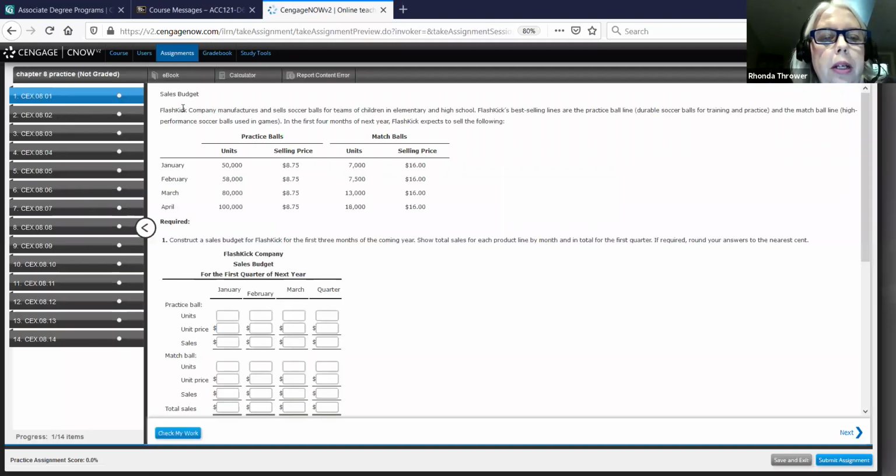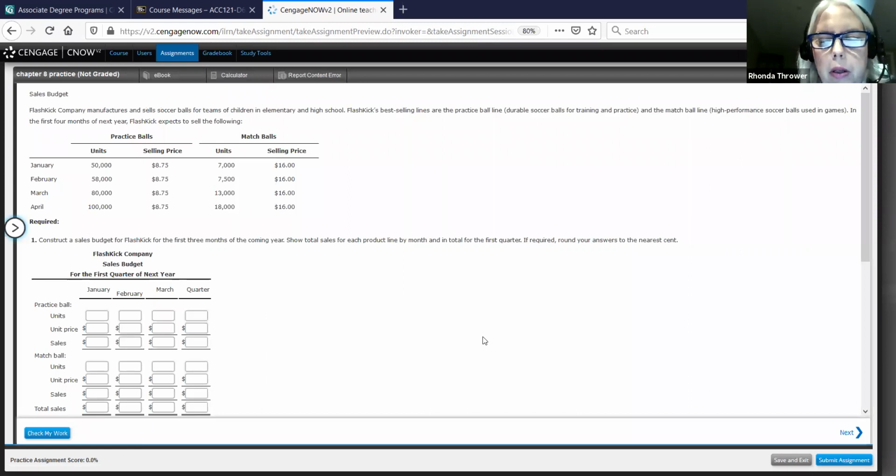All right, you should be able to see the information for the sales budget. In this chapter, we're going to be working with budgets for a manufacturing business, and some of this will be a review from ACC 121. And then, of course, we're going to add a little bit more to it in cost accounting. But you always prepare your budgets in an order, and we always start with the sales budget. The sales budget is rather simple to complete.